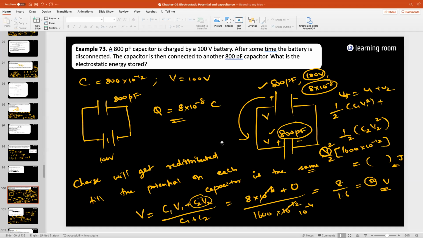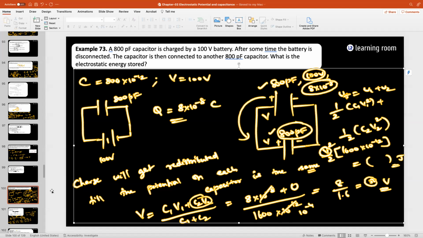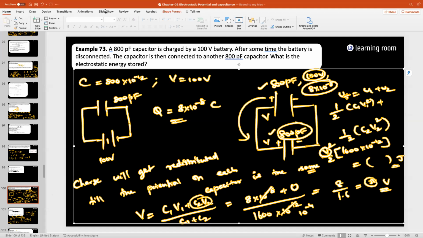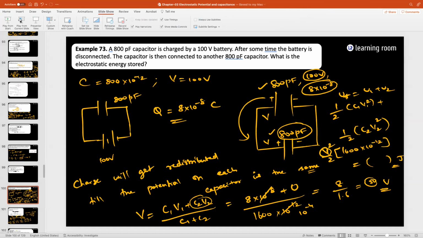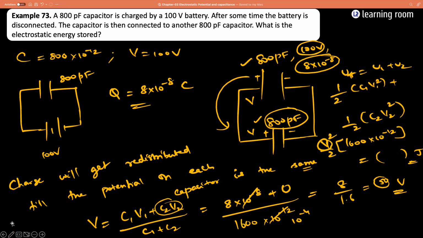Sir, to another capacitor, what if the other capacitor is not charged, sir? It is not charged, which means it initially had a potential of 0. That is the reason why I took C2V2 as 0 here. Understood? Okay, sir.